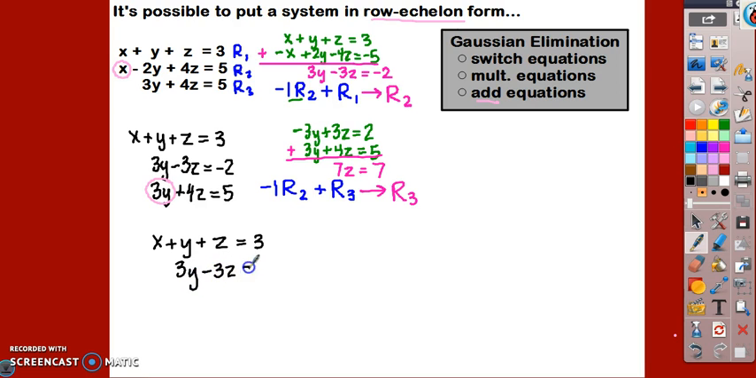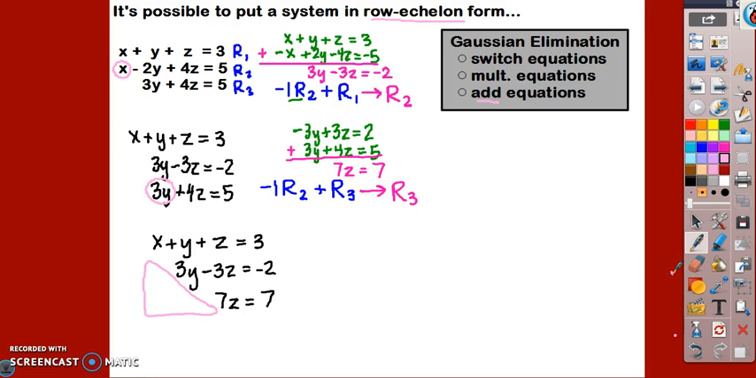So I'm just copying down what I had up there, but then instead of row 3, I'm going to put the 7z equals 7. What do we have? A triangle of opportunity. Yes, Alex. Of course.